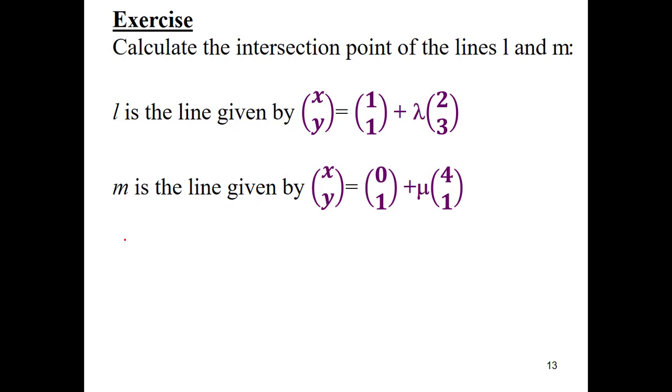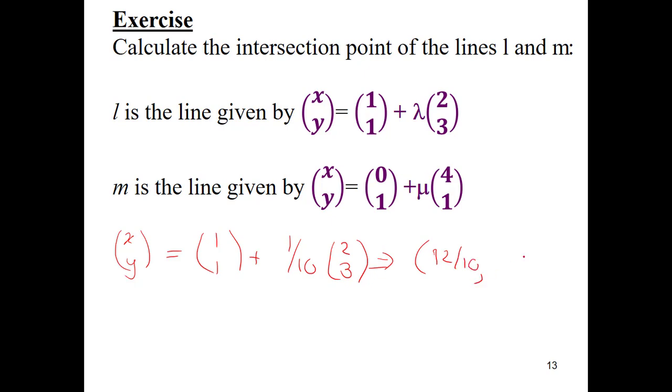So if we then try to figure out the intersection point, we just use it in one of the lines. So (x, y), let's use it in the line L, would be (1, 1) plus 1/10 times (2, 3). So this would give us the intersection point (1 + 2/10, 1 + 3/10), so that would be the intersection point (12/10, 13/10).